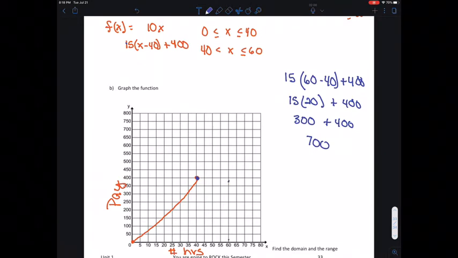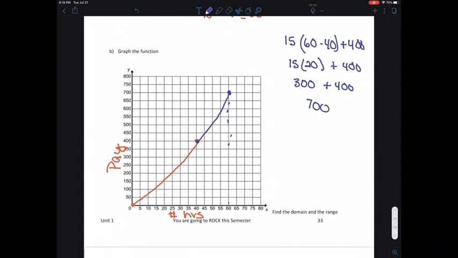So at 60 hours, you're making $700. That would be this point. And so that line would look like that. Once again, just pretend that those are straight lines. And that's what your graph would look like. Sorry about those really bad lines, but I don't have a ruler with me.